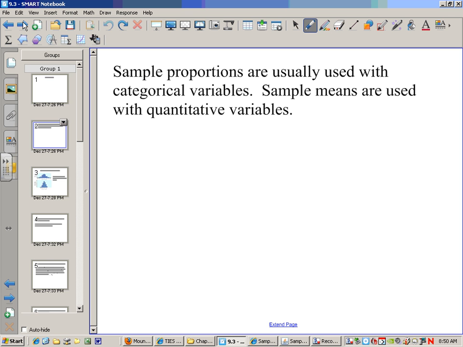Yesterday we talked about sample proportions, and we usually use those with categorical variables. That means variables where your answer would be Republican or Democrat or Independent. Sample means are used with quantitative variables, where your answer to your question would be a number. Say, number of cats in your house, I would answer 2. So that's how we can tell the difference in when we use sample proportions and sample means.